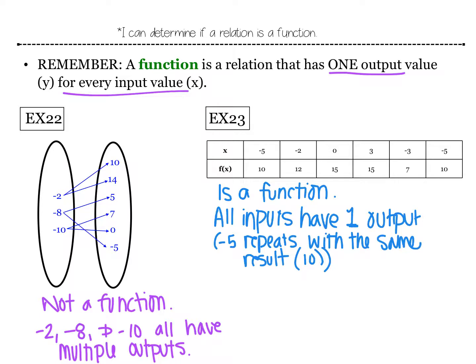So hopefully you were able to determine that this is a function. You may have noticed that -5 does repeat, but when I put -5 in the first time, I got 10 out, and when I put -5 in the second time, I also got 10 out, which follows the rule of one output for every input. So if the x value repeats, it has to give me the same value as the outputs.